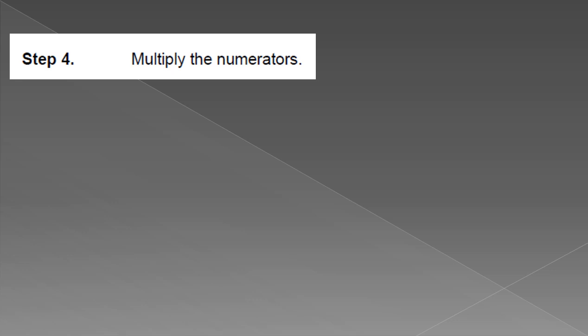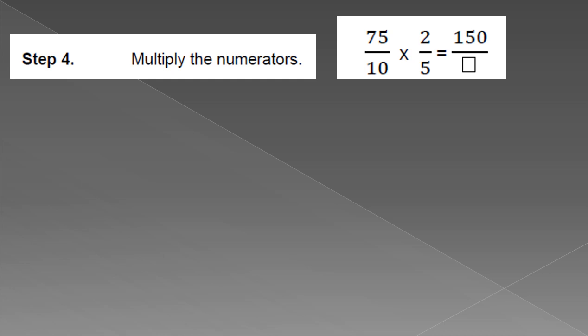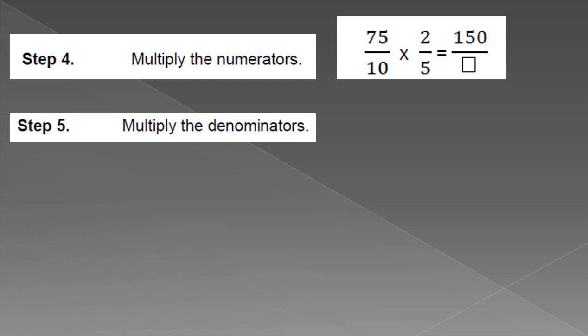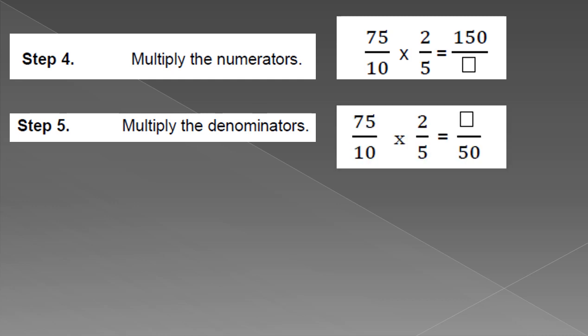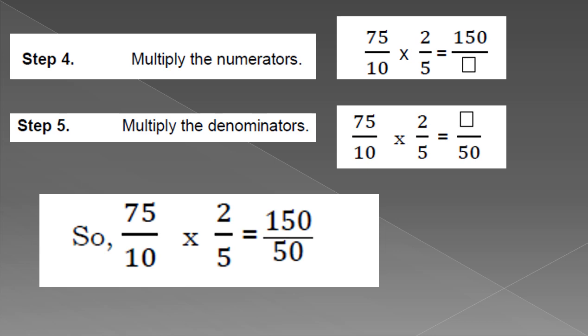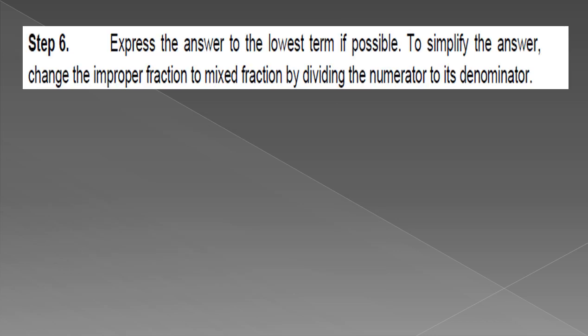So step number 4, multiply the numerators. 75 times 2 is equals to 150. Then step number 5, multiply the denominators. 10 times 5 is equals to 50. So 75 over 10 times 2/5 is equals to 150 over 50.